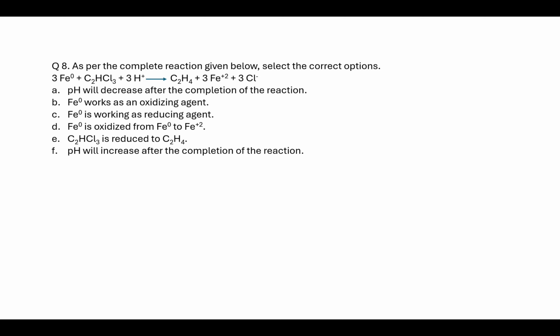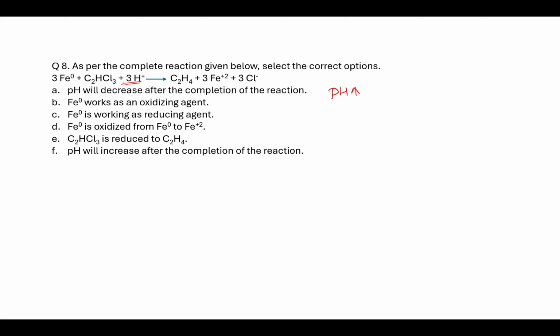So let's see which of the following options are correct. The first option is pH will decrease after the completion of the reaction. From the reaction we can see that H plus is consumed. If H plus is consumed, then OH minus will be more in the system, and because of hydroxide ions pH increases in the system, so pH will increase. So there will be an increase in pH. So A is not correct.